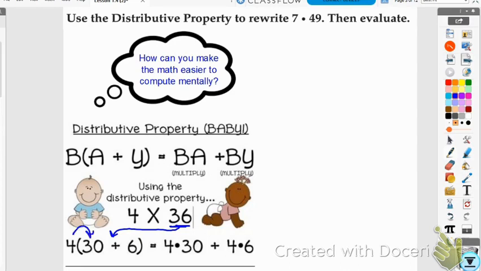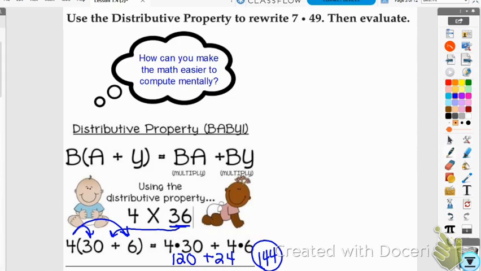4 times 30, like shown here, is 120. And 4 times 6 is 24. And I could easily add those 2 together to get 144. That's a lot quicker than trying to figure out, okay, 6 times 4, that's 24, write the 4, carry the 2, or do some lattice. So try to apply this when possible.